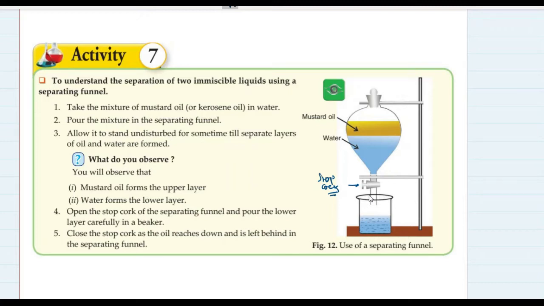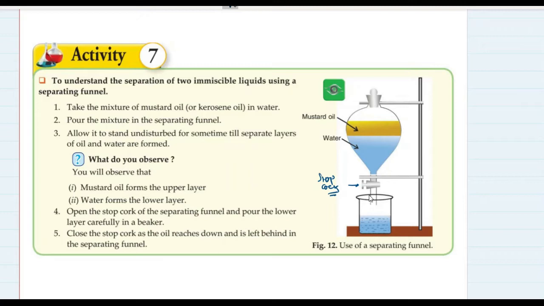Now you will observe that mustard oil forms the upper layer, water forms the lower layer. What does this show? This shows that these two liquids are immiscible. They do not mix with each other. This also shows that mustard oil has a lower density. It is a lighter substance. Water is a heavier substance.